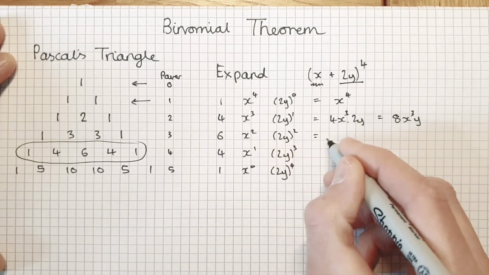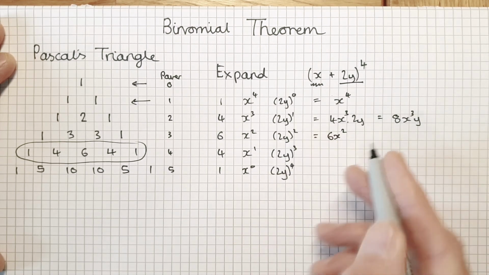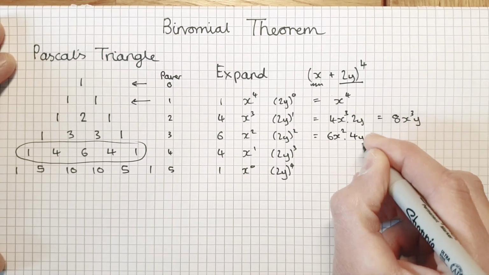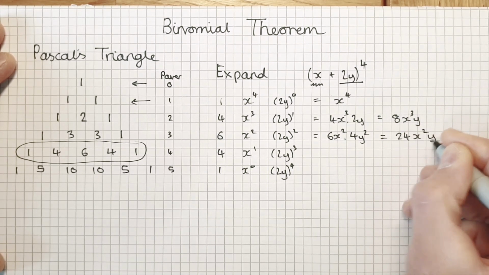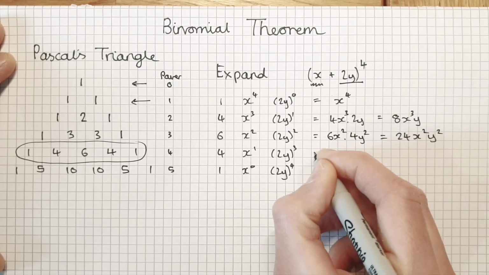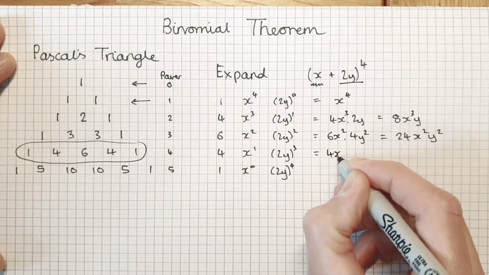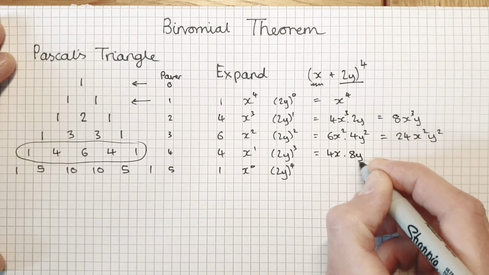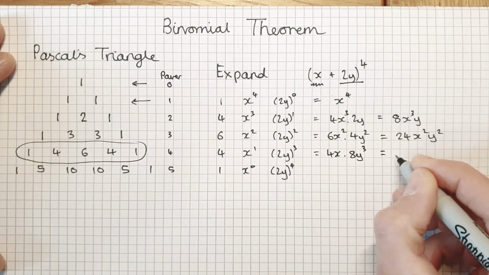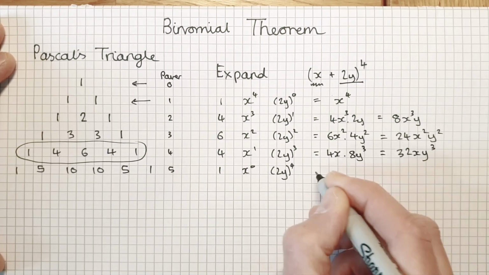This one, 6x squared, and the 2 is going to be squared, so that's going to be 4y squared, so that's going to give us 24x squared y squared. 4x to the 1, that's just going to be 4x, times 2y all cubed, well 2 cubed is 8, y cubed, so 4 8s are 32, xy cubed, like so.